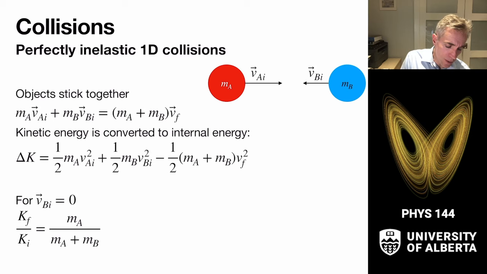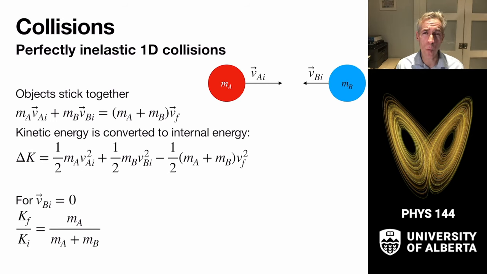So these two objects come and stick together, and therefore they're going to leave the system at a final speed, with the masses just lumped together. These two things are moving together at a common velocity, and we can figure out what that common velocity is in terms of the initial velocities and the initial masses, and that gives me everything I need to find the final velocity. Then we can look at how some of that collision energy is converted into other forms of energy. And I put a cryptic statement down here that for v_B initial equals zero, the final over the initial kinetic energy is just the ratio of the mass to the sum of the masses.